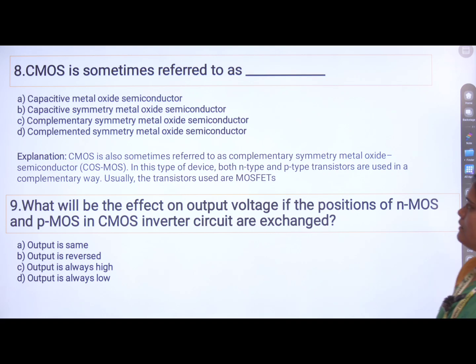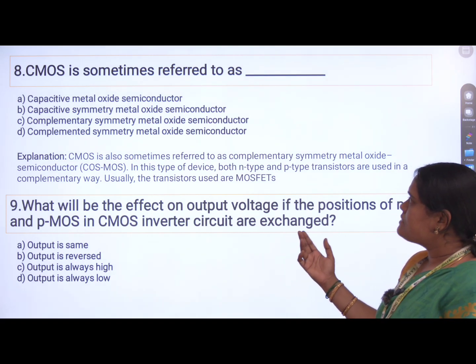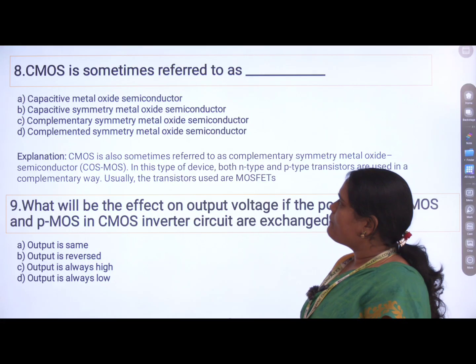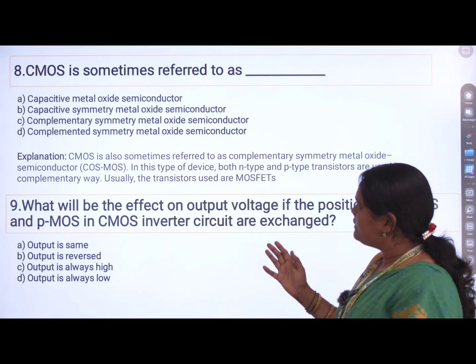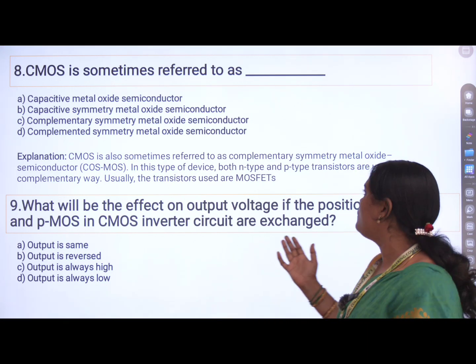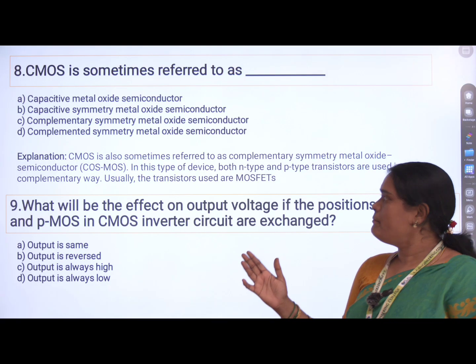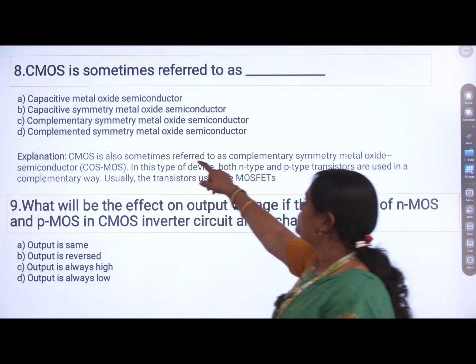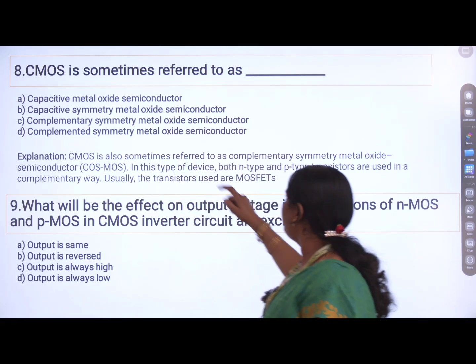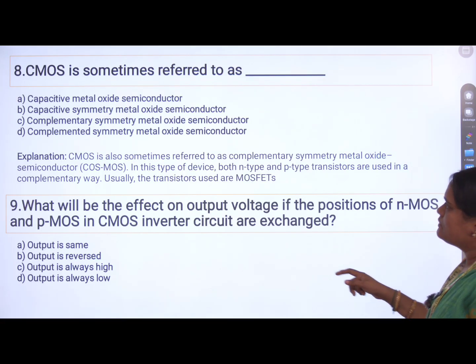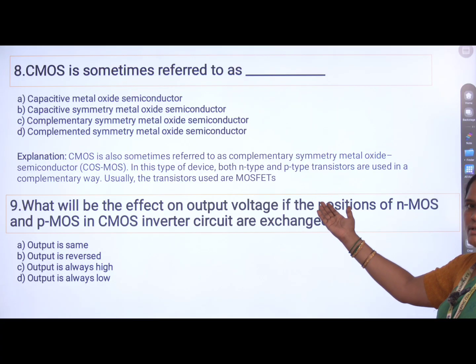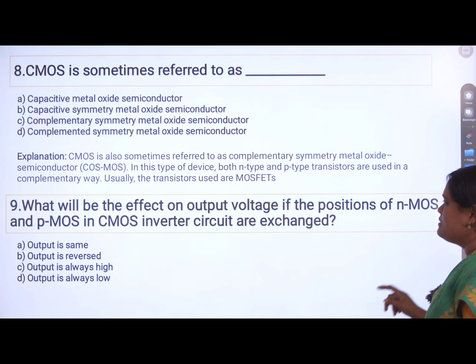Next, CMOS is sometimes referred to as: option A, capacitive metal oxide semiconductor; capacitive symmetry metal oxide semiconductor; complementary symmetry metal oxide semiconductor. Here the correct answer is given as complementary symmetry metal oxide semiconductor. The reason is also given in the same slide.